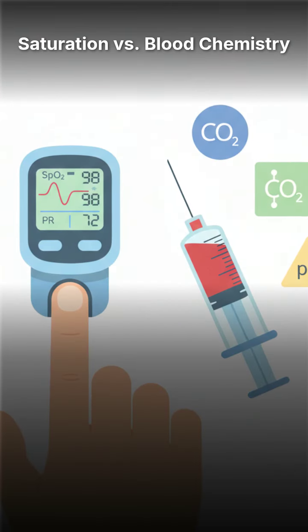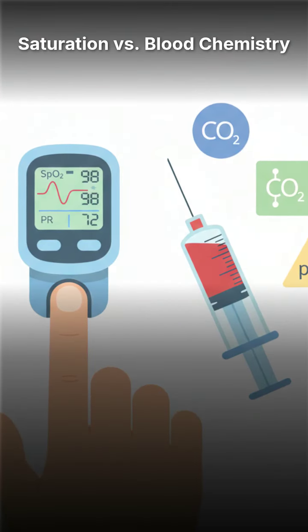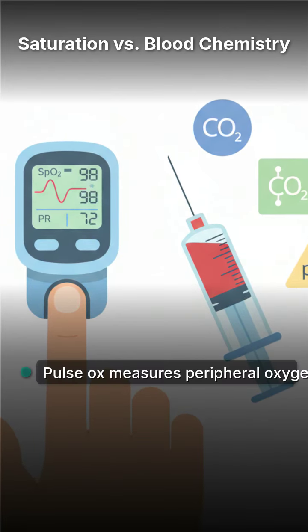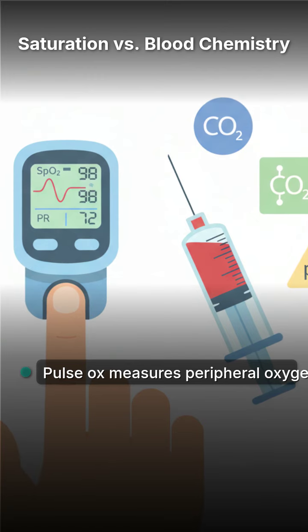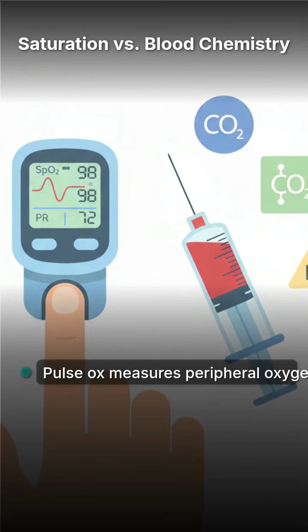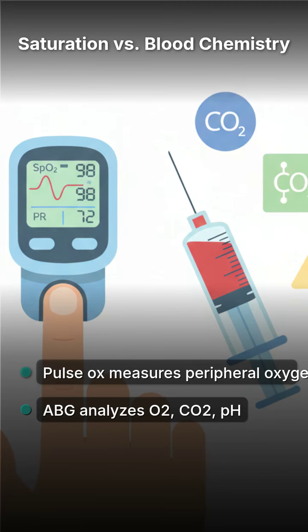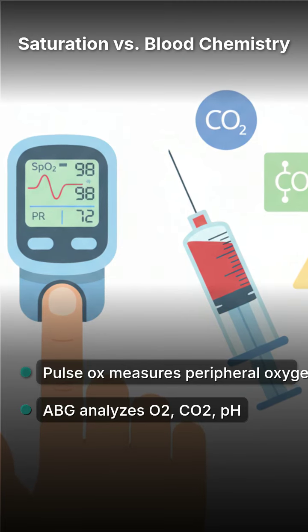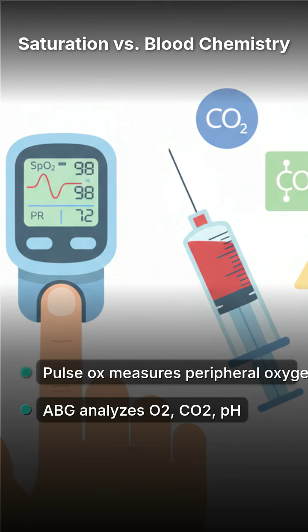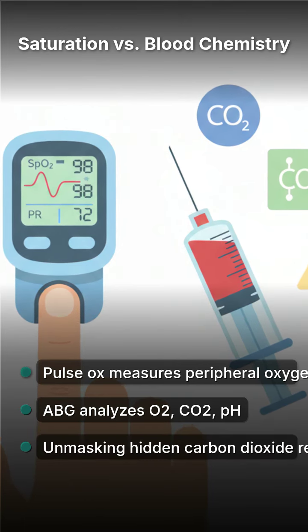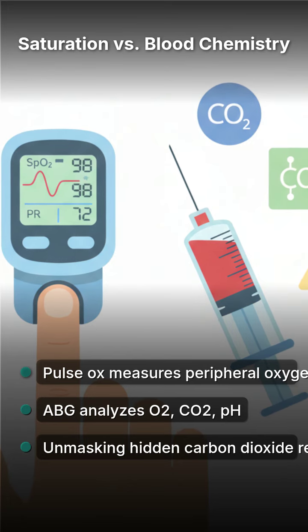While a pulse oximeter measures peripheral oxygen saturation, an arterial blood gas analyzes the blood's chemical composition directly. An ABG provides critical data on oxygen tension, carbon dioxide levels, and the overall pH balance. This distinction is vital because a normal SpO2 does not rule out severe CO2 retention or respiratory acidosis. Without the ABG, these life-threatening imbalances remain hidden.